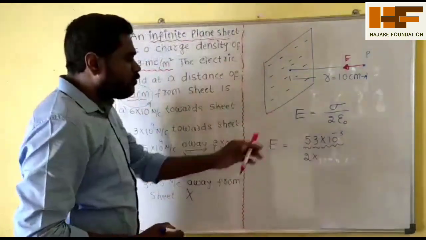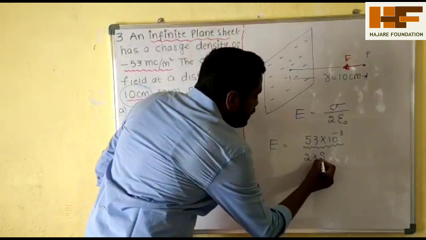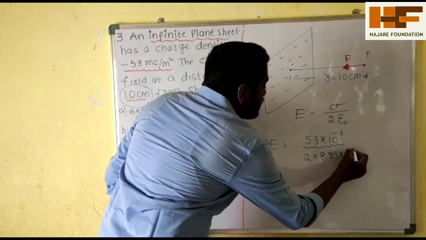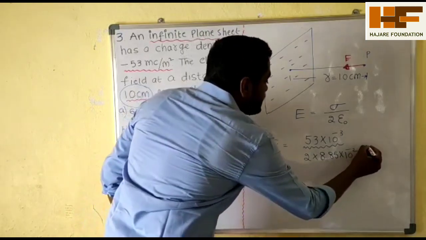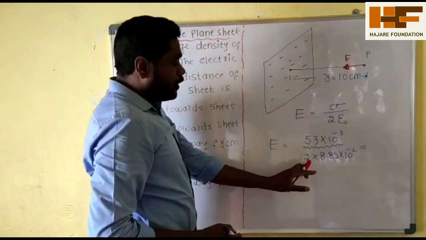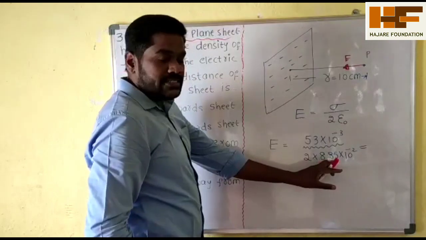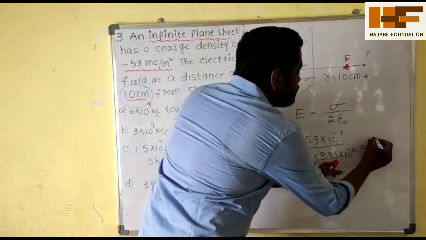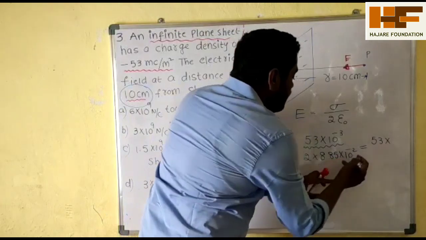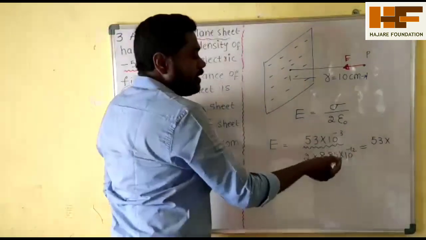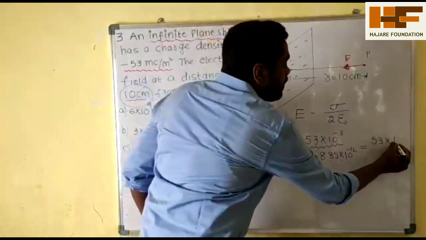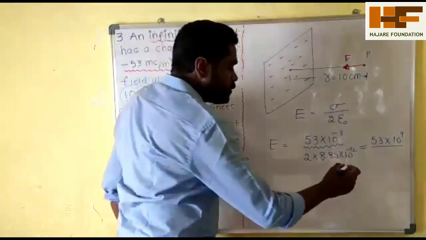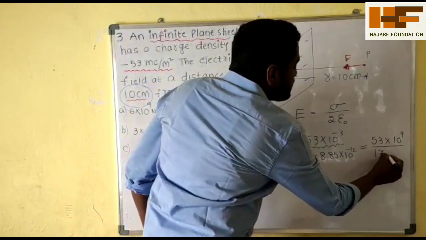Epsilon naught value, what? Epsilon naught value 8.85 into 10 power minus 12. That is equal to 2 into 8.85, that is 17.7 you will get. Therefore, now 53 into, and it becomes what? 10 power minus 12 goes upside. It goes upside, it becomes 10 power 9, and divided by 2 into 8.85, that is 17.7 you will get.